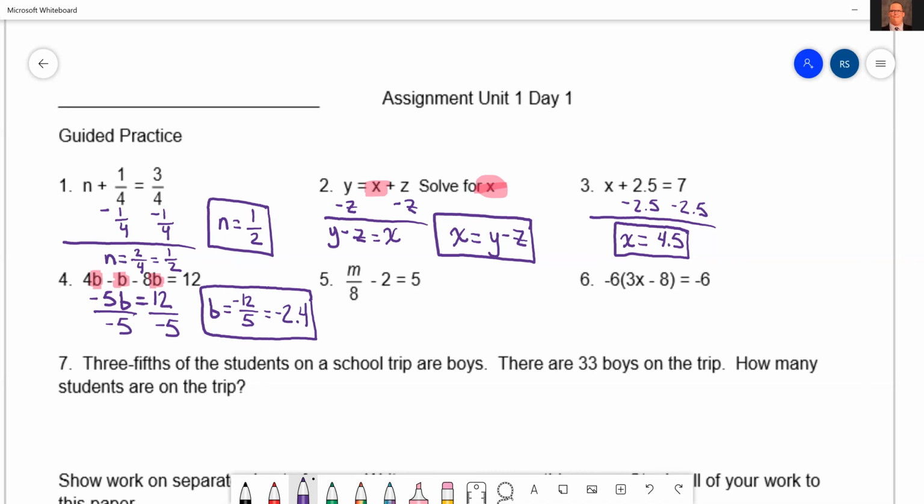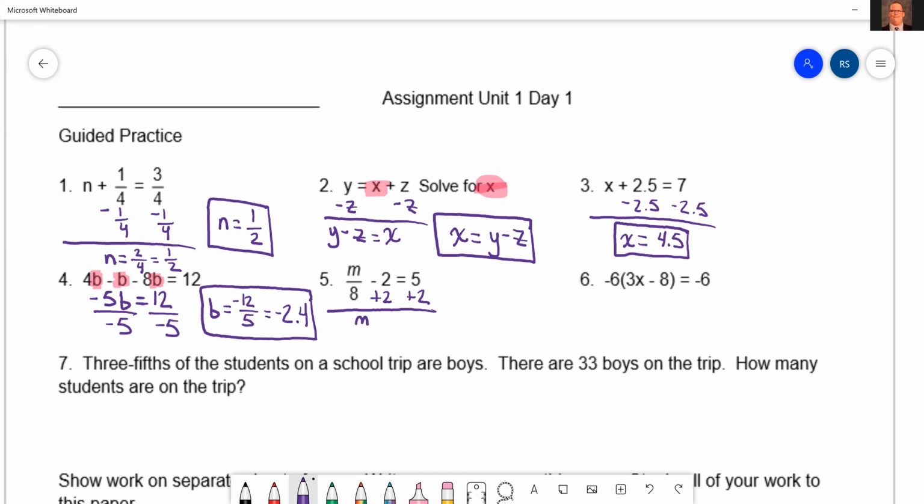Okay, number 5. We want to get that M by itself eventually, but we can't do anything with the 8 right now, because that 8 is right there close to the M. What doesn't have anything on it? The minus 2. So let's add 2 to both sides.